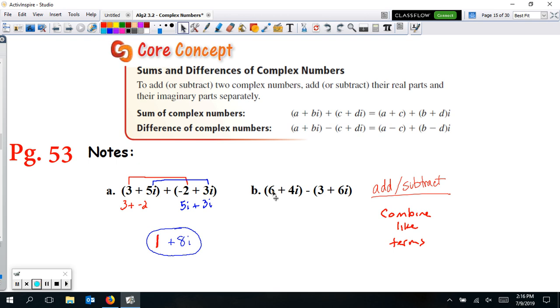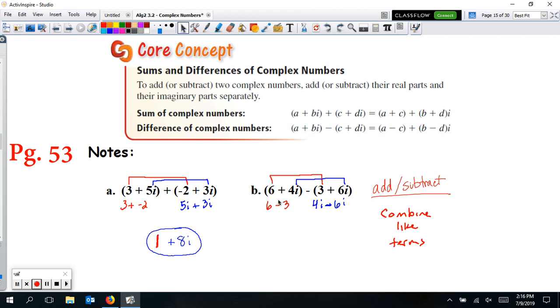On B, we're going to see the 6. Now it's a minus 1 here, so we're going to still put these together, but with a minus. So it's going to be 6 minus 3 for the real parts. And then the imaginary parts, 4i minus 6i. We'll be putting those together.